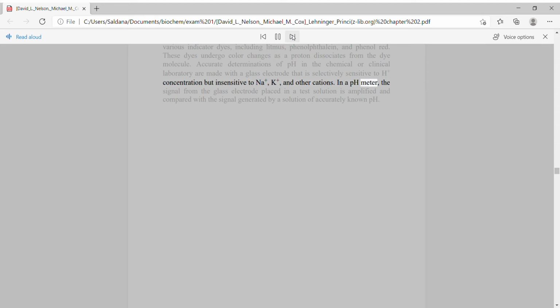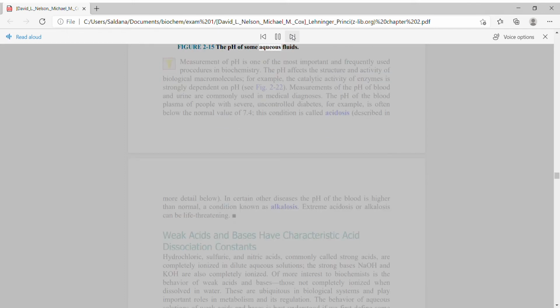In a pH meter, the signal from the glass electrode placed in a test solution is amplified and compared with the signal generated by a solution of accurately known pH. Figure 2-15: The pH of some aqueous fluids. Measurement of pH is one of the most important and frequently used procedures in biochemistry. The pH affects the structure and activity of biological macromolecules. For example, the catalytic activity of enzymes is strongly dependent on pH.